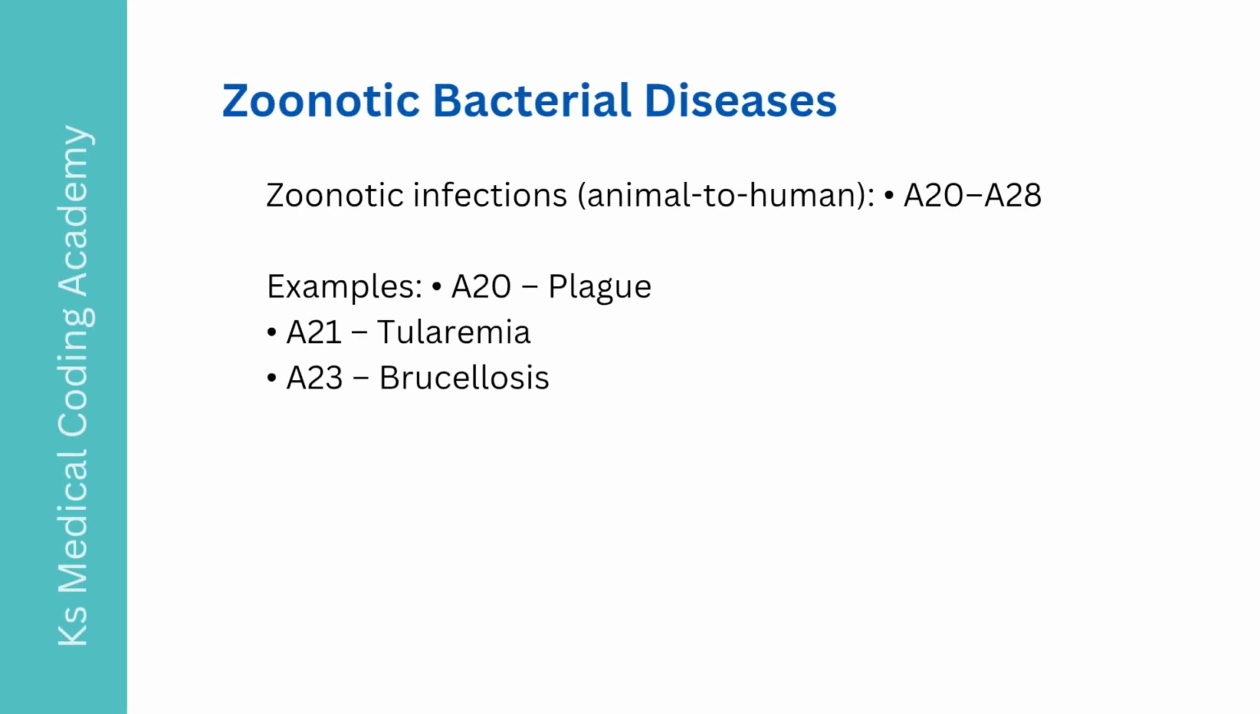Zoonotic bacterial diseases. Zoonotic bacterial diseases are transmitted from animals to humans and are coded from categories A20 through A28. Examples include plague, tularemia, and brucellosis.